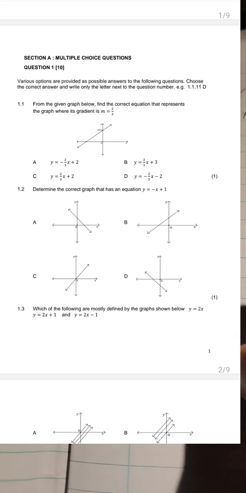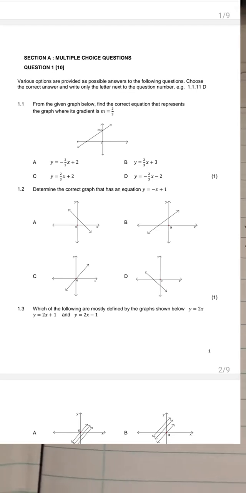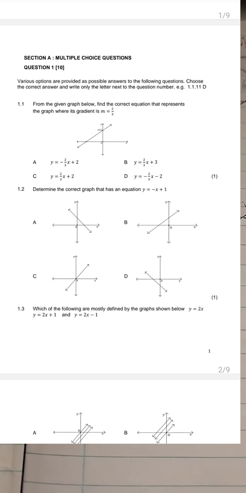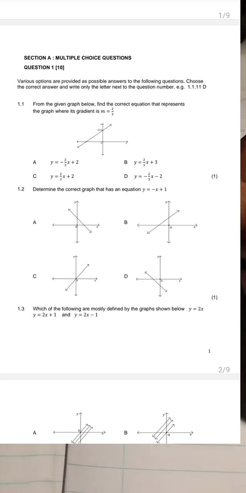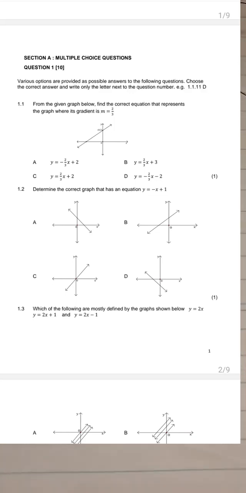Okay, so I'm just gonna redraw these graphs so that maybe I can make my point a bit more valid there, so that you guys can appreciate this. So A, B, C, D.